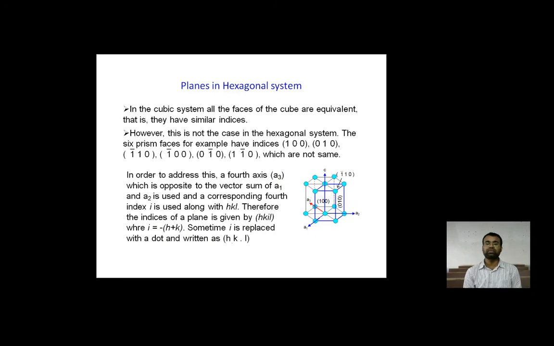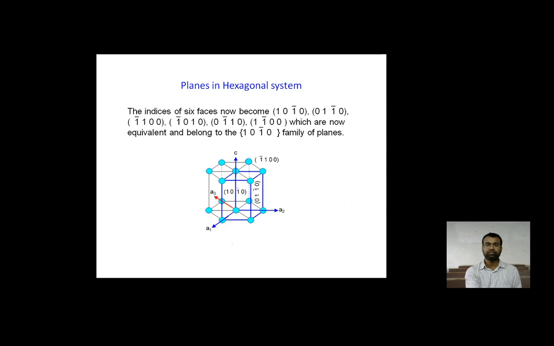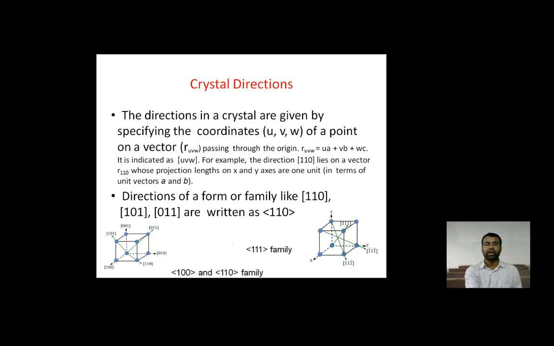The 6 prism faces, for example, have the indices 1 0 0, 0 1 0, -1 1 0, -1 0 0, 0 -1 0, and 1 -1 0, which are not the same. So these arrangements are a little bit typical to understand, and that is how these things are to be calculated. So these are the indices of the 6 faces. Now we come to the family of planes.